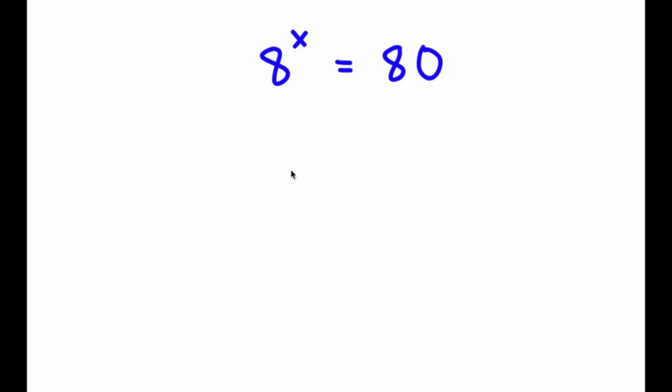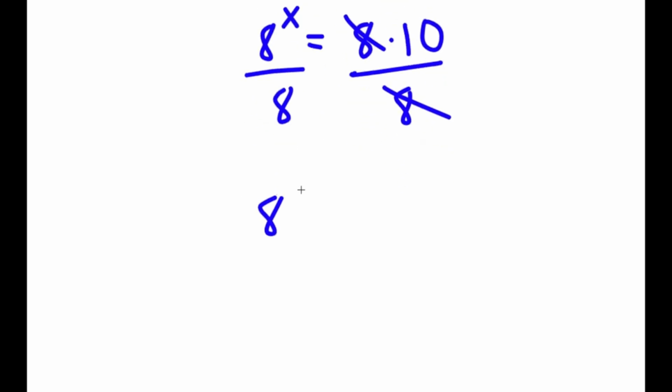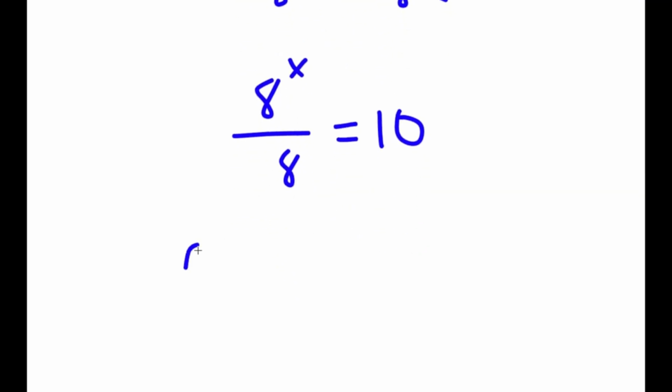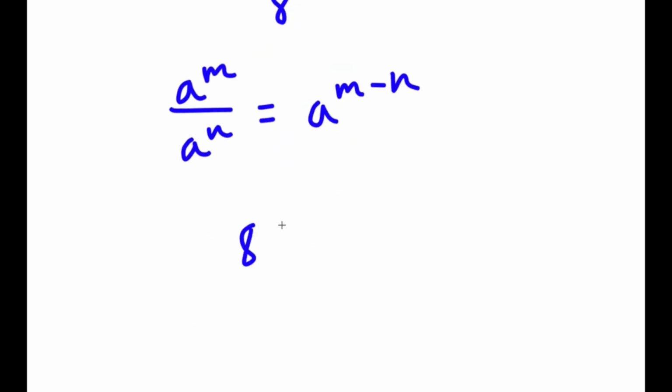Alright, so in this problem, I have a to the power of x is equal to 80. So to solve this, I'm going to first rewrite 80 here as 8 times 10. So now I have a to the power of x is equal to 8 times 10. And now I'm going to divide both sides by 8. So now I have a to the power of x over 8 is equal to 10. So if I have something in the form a to the power of m over a to the power of n, this is equal to a to the power of m minus n. So a to the power of x over a to the power of 1, that's going to equal a to the power of x minus 1, which is equal to 10.